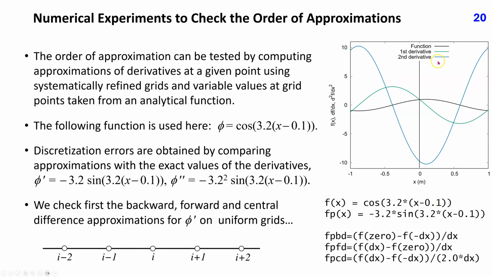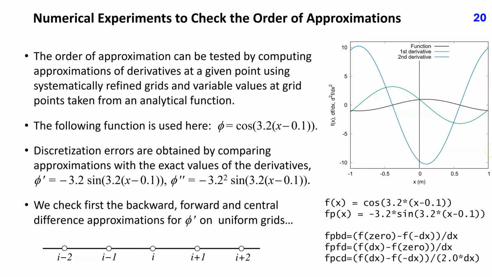This plot shows graphically how the function, its first derivative and its second derivative vary between x equals minus 1 and x equals 1 meter. Discretization errors are computed by comparing the approximations of derivatives obtained using the exact value of the variables at grid nodes and the analytically computed derivative at x equals 0. We first check the backward, forward, and central difference approximations for the first derivative on uniform grids.